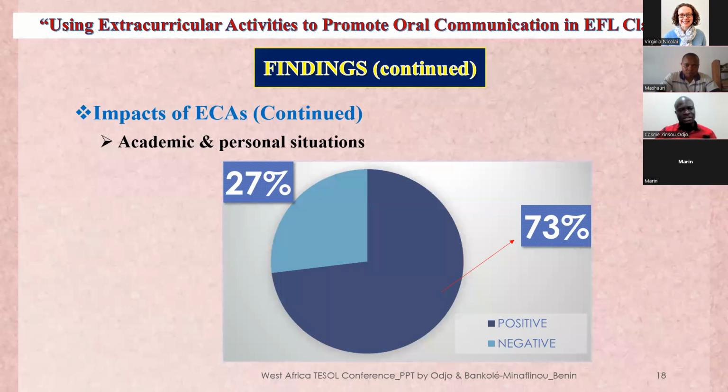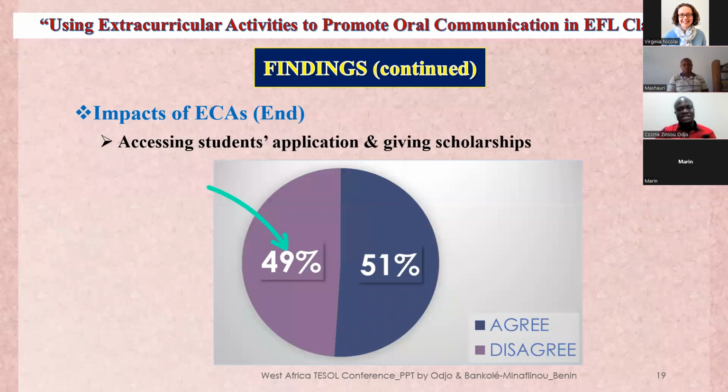The next one is related to the academic and personal situation. As you can see, 73% of our participants found that there is a positive relationship between academic and personal situation. Likewise, we have assessing a student's application and giving a scholarship. As you can see here, it is almost the same, because 49% said that they do not agree that extracurricular activities, especially the English club, can help them to access or apply for a scholarship.